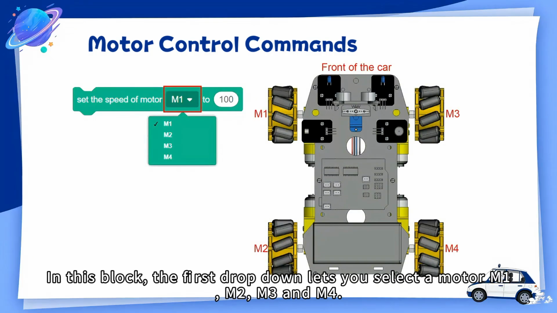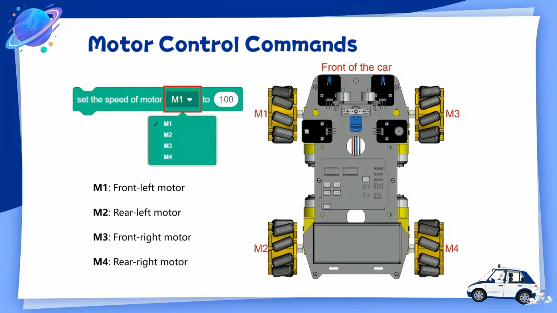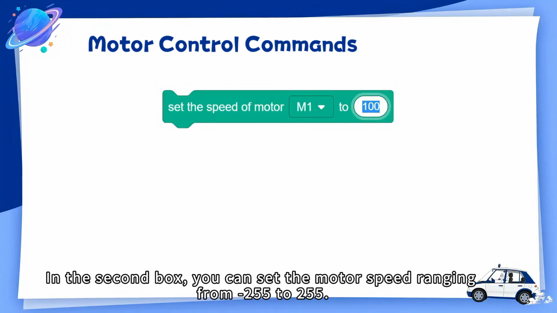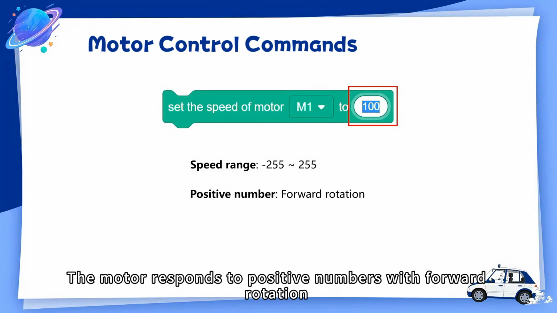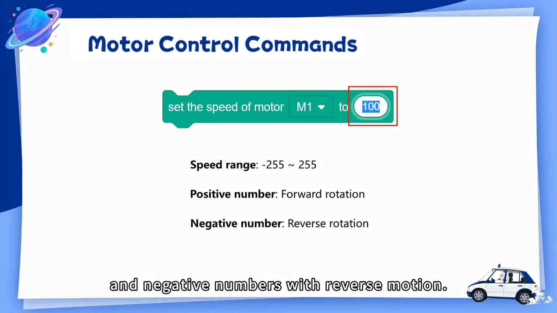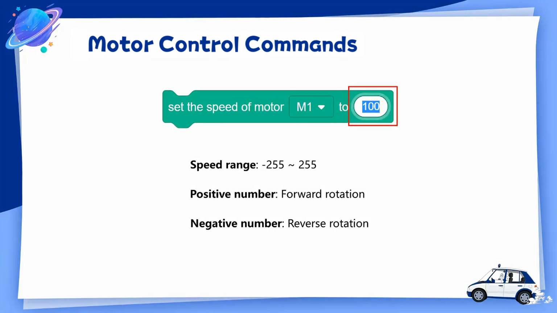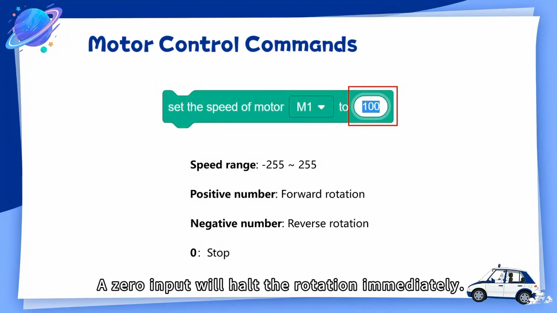In this block, the first drop-down lets you select a motor: M1, M2, M3, and M4. In the second box, you can set the motor speed, ranging from -255 to 255. The motor responds to positive numbers with forward rotation, and negative numbers with reverse motion. A zero input will halt the rotation immediately.